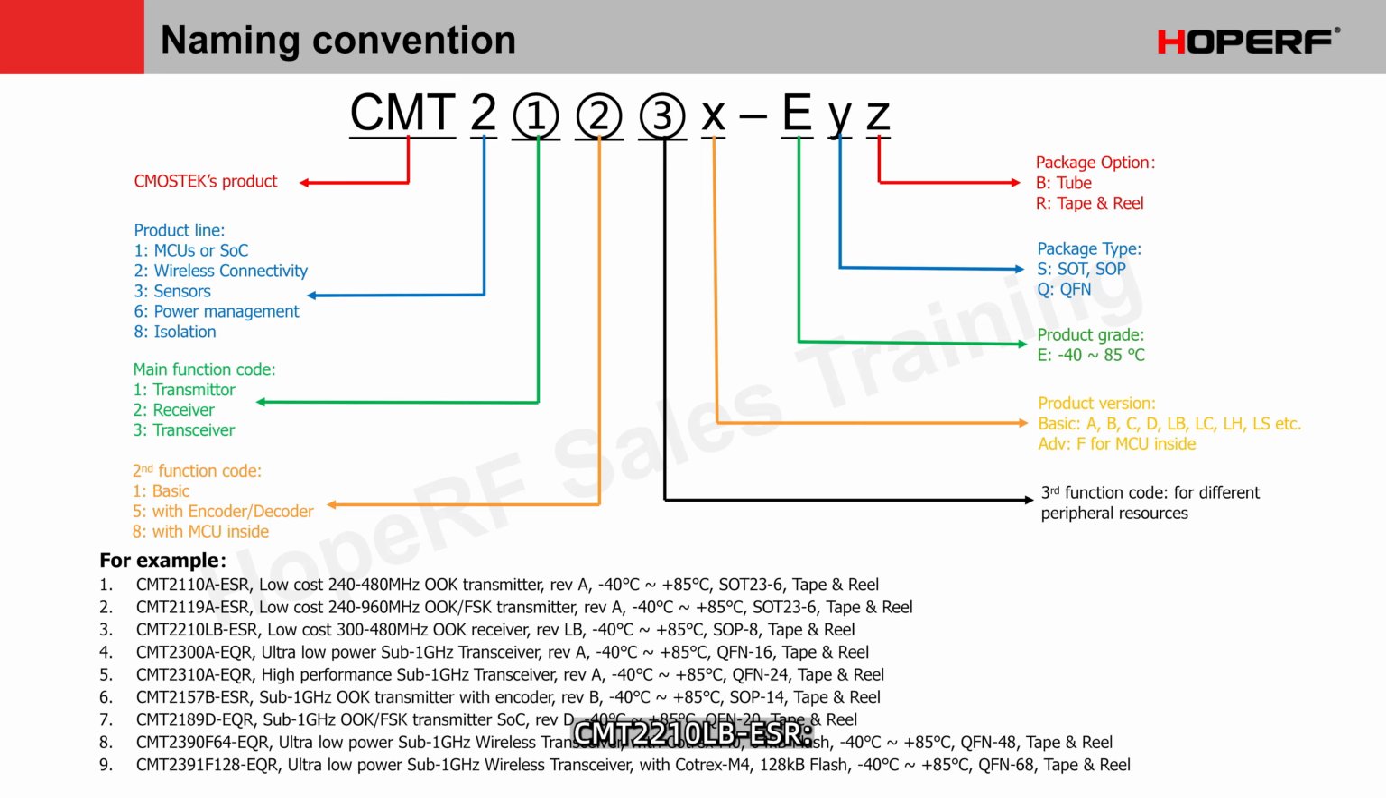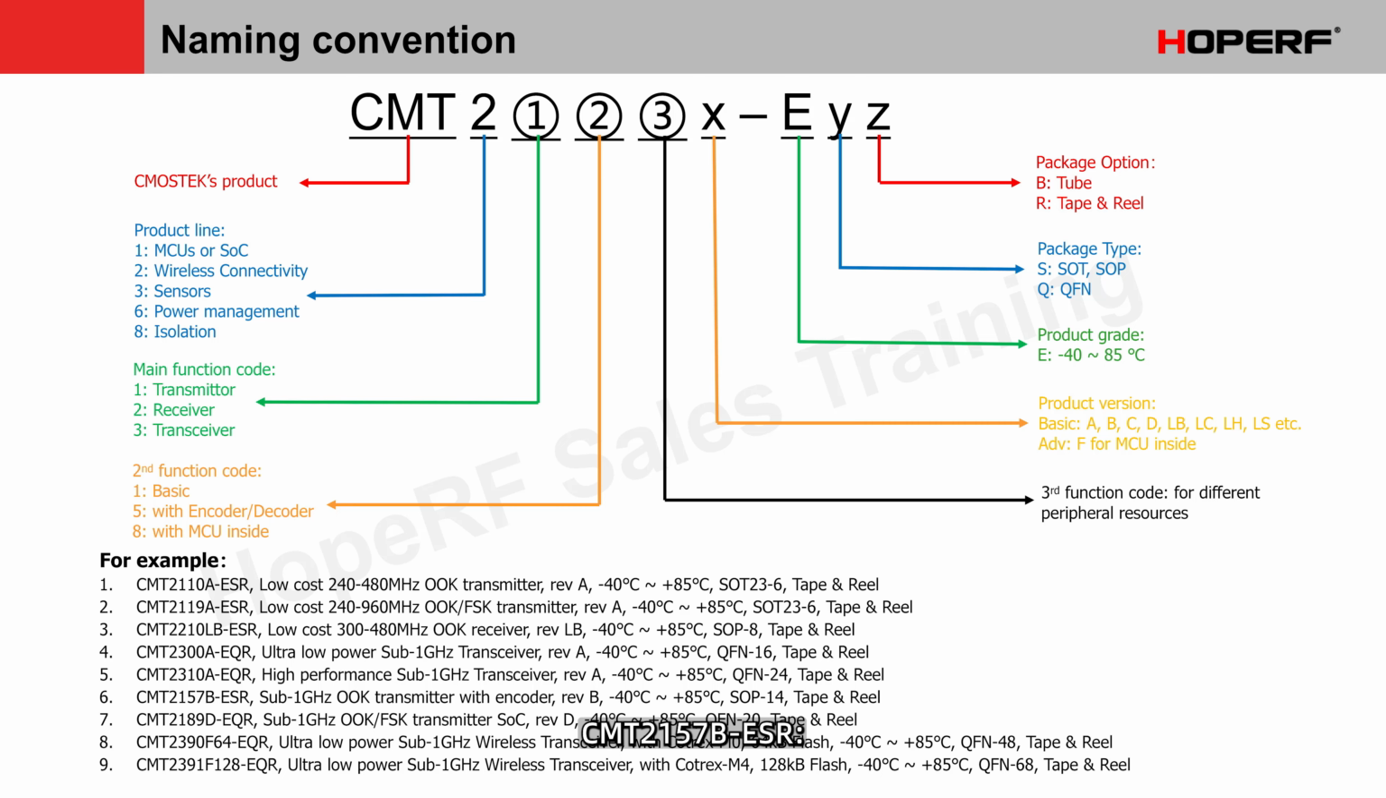CMT2210LB-ESR, low cost 300 to 480 MHz OOK receiver. Version LB, minus 40 degrees Celsius to plus 85 degrees Celsius, SOP8 package, tape and reel. CMT2300A-EQR, ultra low power Sub-1G transceiver. Version A, minus 40 degrees Celsius to plus 85 degrees Celsius, QFN16 package, tape and reel. CMT2310A-EQR, high performance Sub-1G transceiver. Version A, minus 40 degrees Celsius to plus 85 degrees Celsius, QFN24 package, tape and reel.